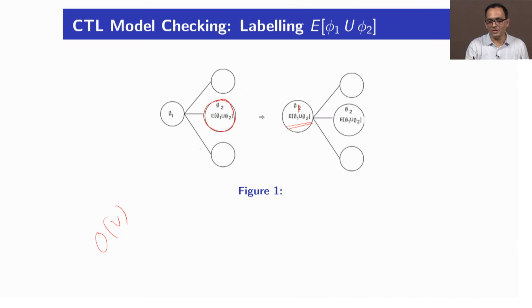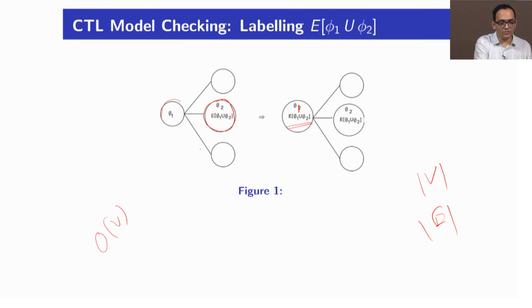This can be done in order of V, because I am effectively going to all nodes. I am assuming that V is the number of nodes and E is the number of edges in my transition system, or the Kripke structure. Now what am I going to do? I am going to do backward BFS. That is interesting. If you try the forward one, what is the definition? I mark the states where phi 1 holds, and try to identify one successor where E phi 1 until phi 2 holds.